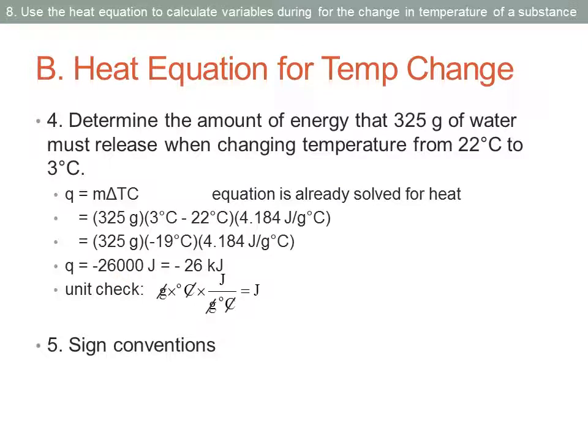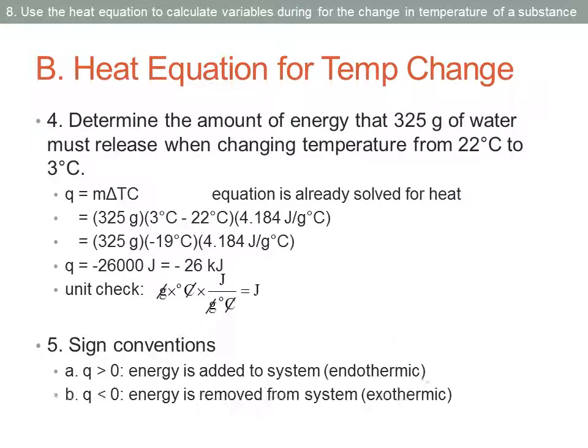Now let's talk about this negative sign here and what that tells us. The sign conventions, in other words, the rules that we follow for understanding what the signs mean, are as follows. If Q is greater than 0, like we saw in the last problem, that means energy is added to the system, or our system is absorbing energy. That makes the process endothermic. If Q is less than 0, like it is in this problem, negative 26,000 joules, that means energy is being removed from the system, or the system is releasing energy. That makes it exothermic.